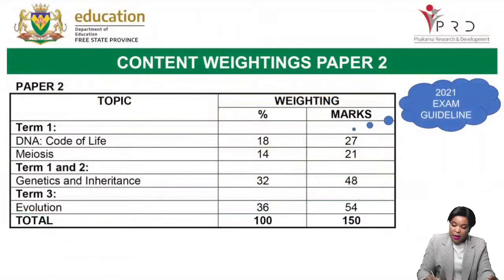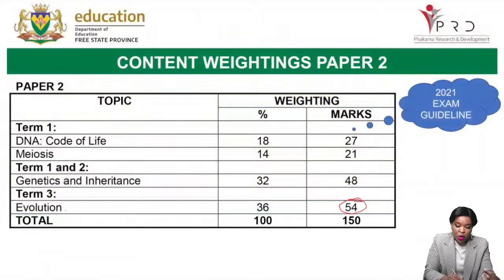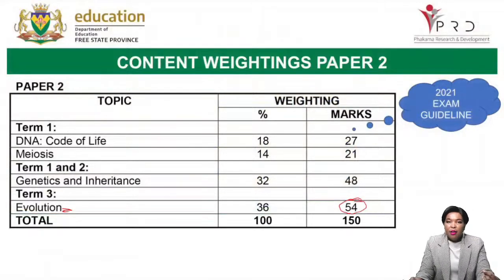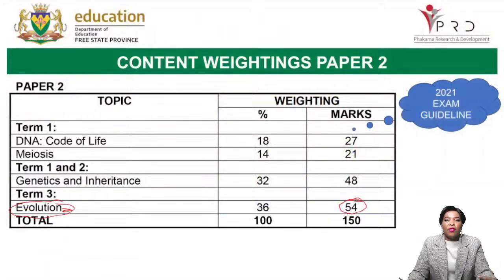Remember, this topic weighs about 36% of your paper, which amounts to 54 marks. So if you can see for paper 2, this is the biggest topic. It is big because it is divided into many subsections, and you need to make sure that you unpack all. So we are going to unpack all of the subtopics in this topic, evolution. So today's main focus is going to be on evolution.